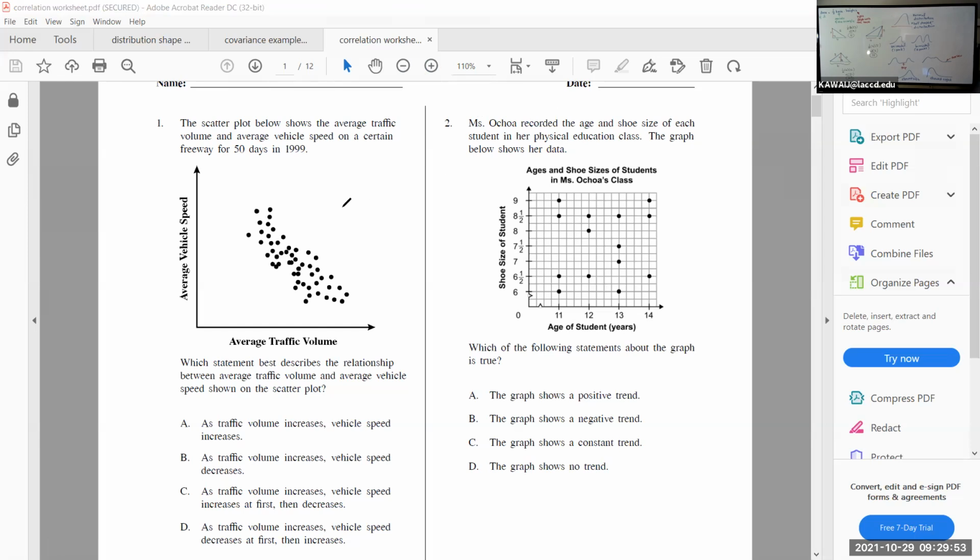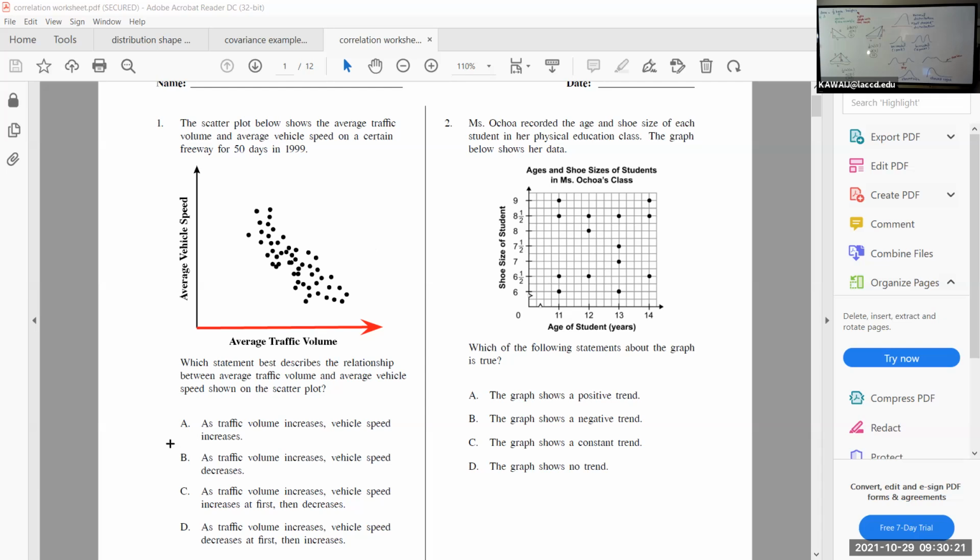Now, the key thing to understand in these things is that the x-axis is the driving factor. That's the driving factor. So you should be looking for something that says, as average traffic increases, what happens? Vehicle speed decreases. Decreases, right. So that's going to be this one, B. Yeah, it's going to be B.